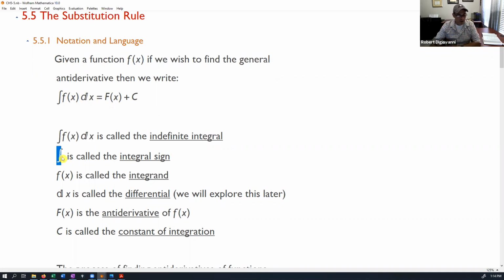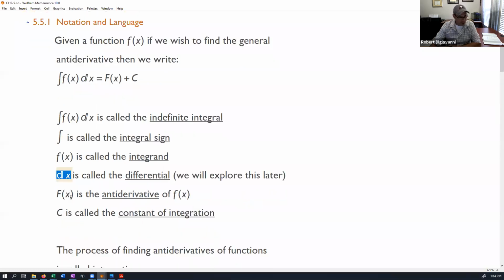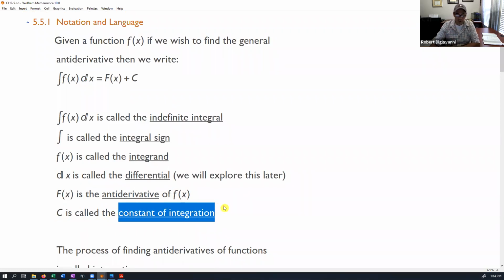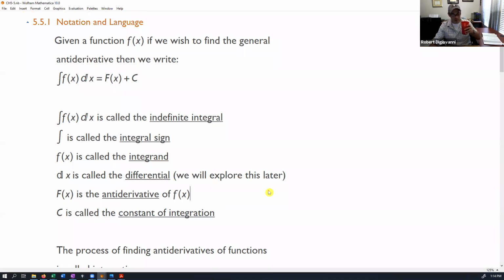This symbol is called the integral sign. The function you are trying to find the antiderivative of is called the integrand. The dx is technically called the differential, and we'll explore that later. Capital F of x is the antiderivative of f of x, so that is the answer. And that c that we have to add for every antiderivative is called the constant of integration. So all these new words, isn't that fun?